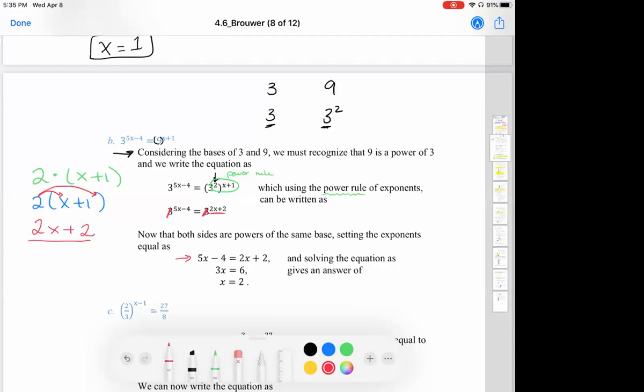We go ahead and do some algebra to solve for x. So we can go ahead and add 4. We get 6. Move the 2, minus 2x, minus 2x. We get 3x. Divide by 3. We get 2. Our answer is x equals 2.